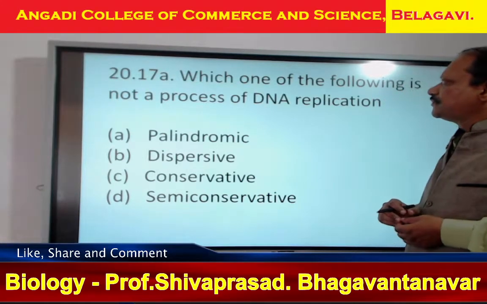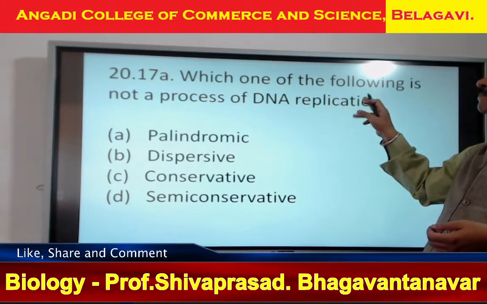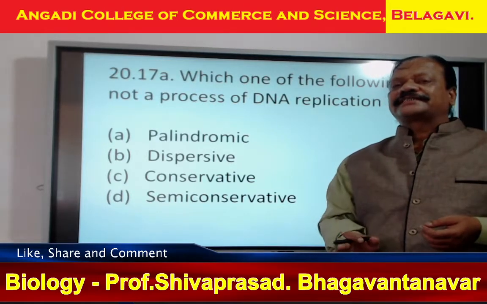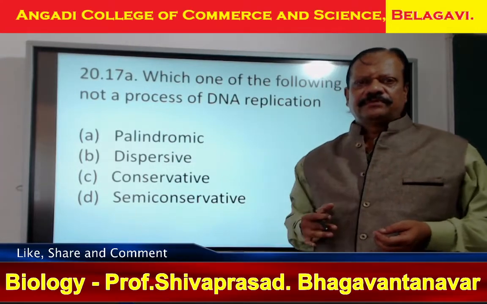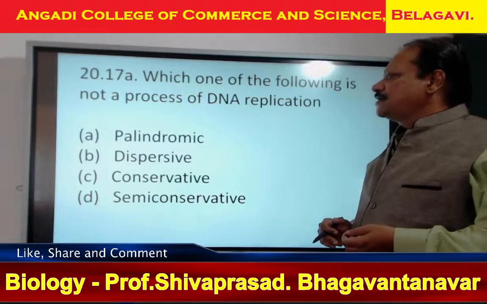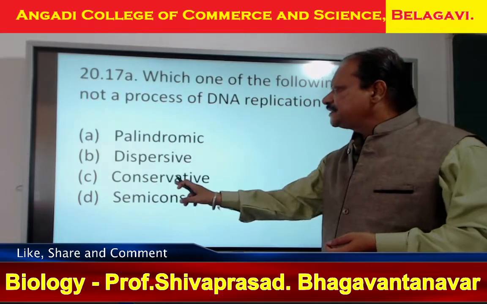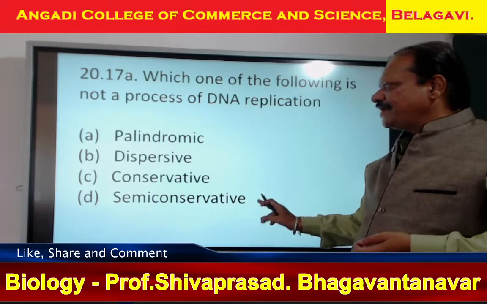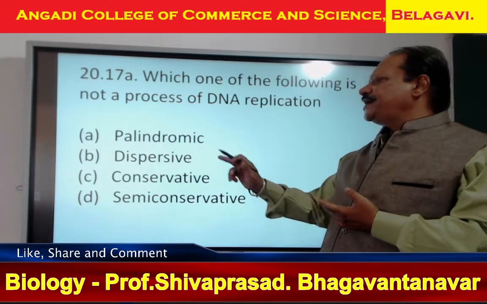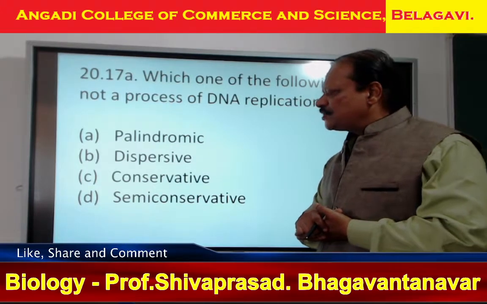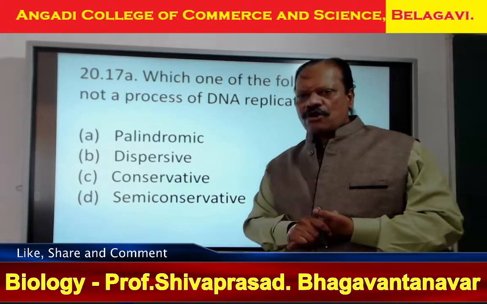Now see, which one of the following is not a process of DNA replication? Which is not a process of DNA replication, DNA duplication, DNA formation. Okay, now we'll go through the options. Palindromic, dispersive, conservative, and semi-conservative. So DNA replication includes dispersive, conservative, semi-conservative, but it is not palindromic.